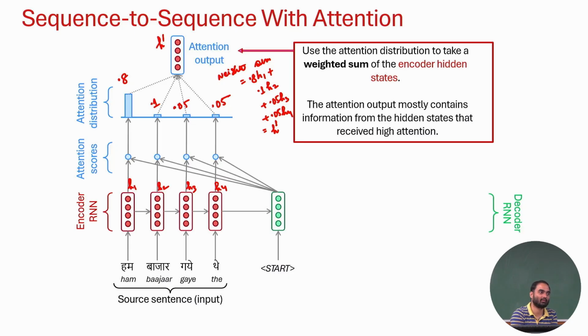So what does this attention output mean? The attention output indicates a summary of the input states with respect to the decoder state. It's a summary of the encoder states, right? Why did I say with respect to the decoder state? Because the weights are calculated with respect to the decoder state, right? If I change the decoder state, the weights will be different.